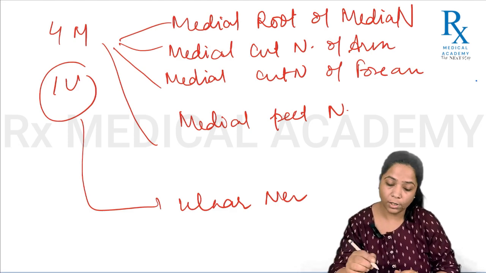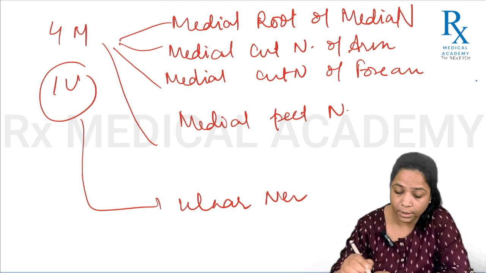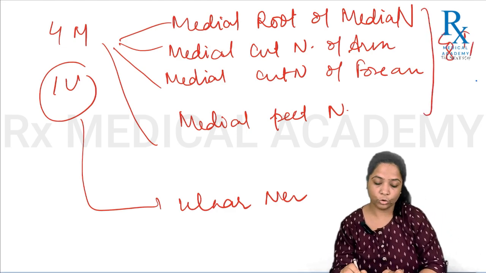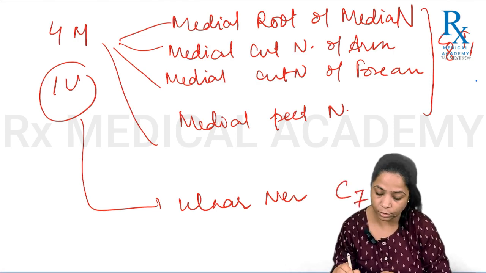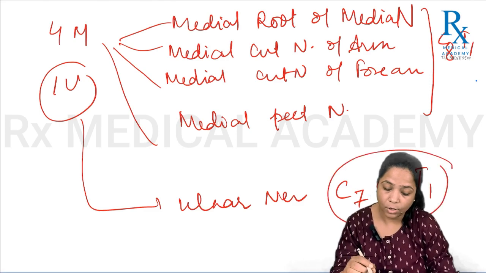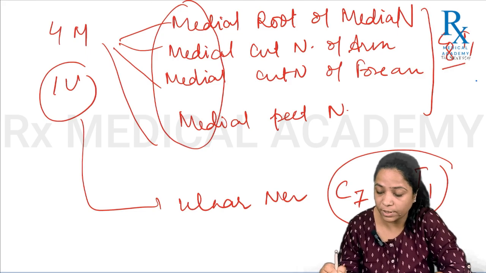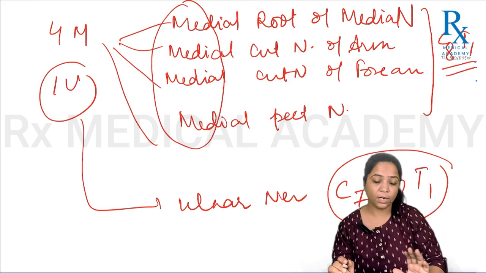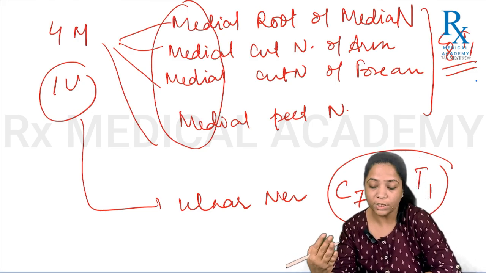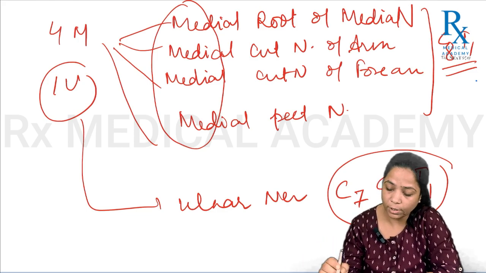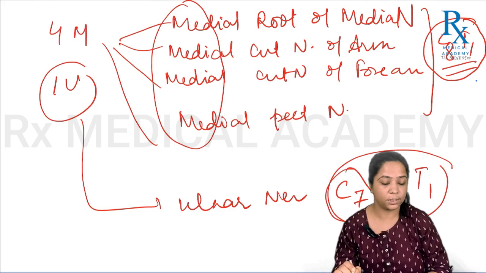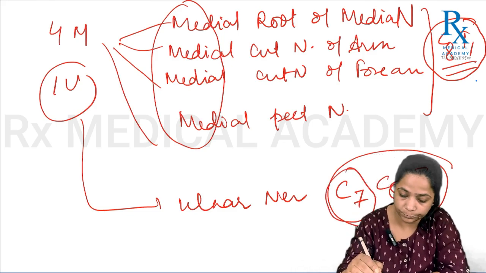The root value of all the nerves arising from the medial cord is C8 and T1, except when you talk about the ulnar nerve, you add C7 also. So the root value of the ulnar nerve is C7, C8, T1. Otherwise, for all the 4M, the root value is the same, that is C8 and T1. So whenever an MCQ is asked on the root value of the medial root of median, or the medial cutaneous nerve of arm and forearm, you have to answer C8, T1. In case of the ulnar nerve, C7 also participates as a nerve root.